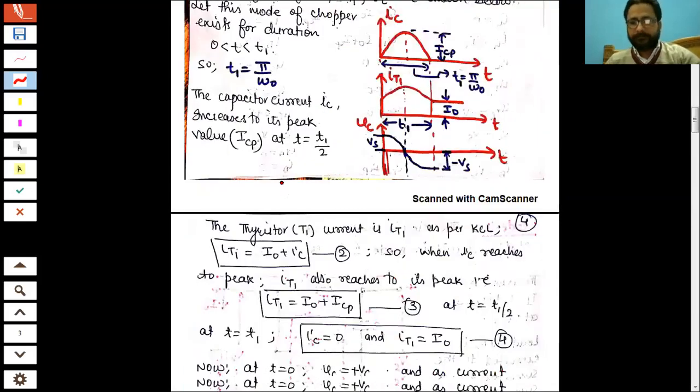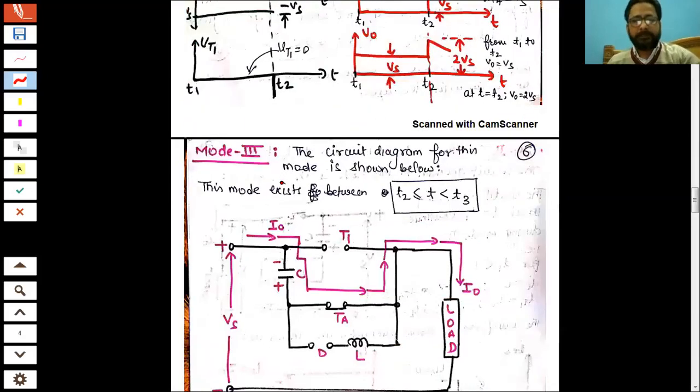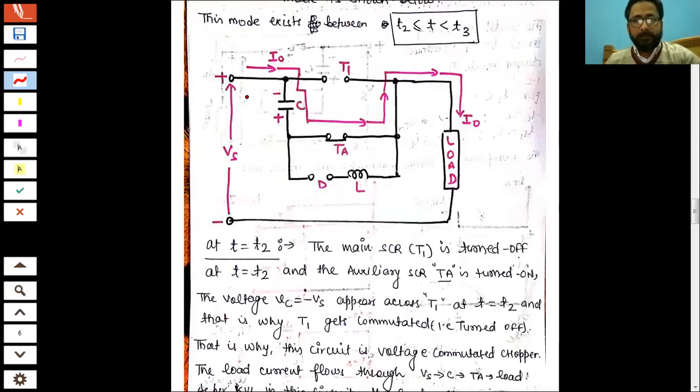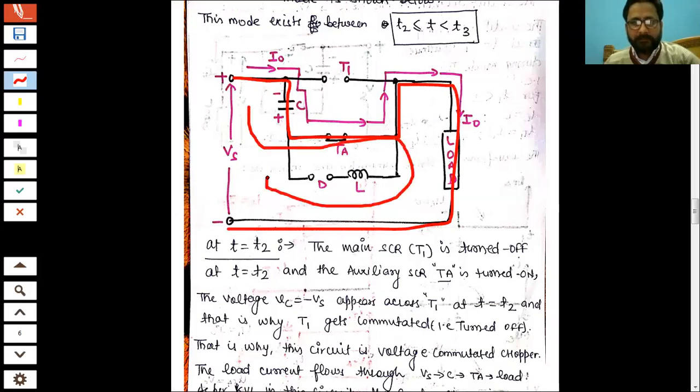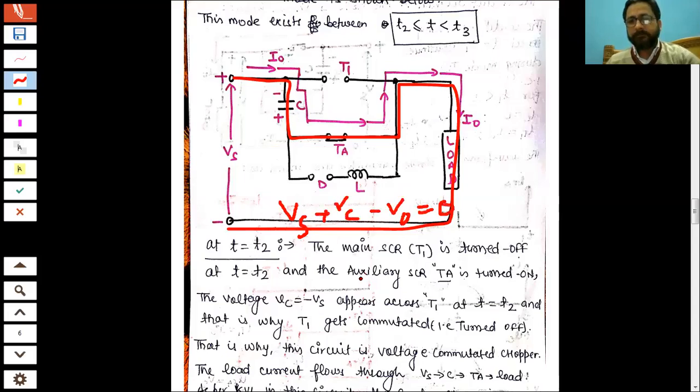So let us come to the mode 3. Okay, now what I hope you must have noticed is that when the current is flowing through capacitor and TA and this, now what actually is happening, you can notice it. If you apply KVL in this path, this is the path, right? अगर आप इस मैश में KVL अप्लाई करो, write down the equation you have, Vs plus Vc minus V0 is equal to 0. So V0 here will be equal to 2Vs, twice of supply voltage.